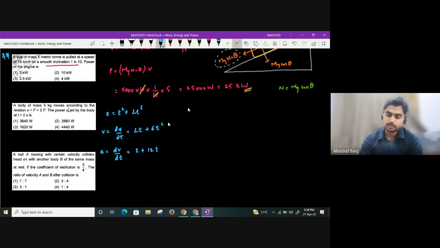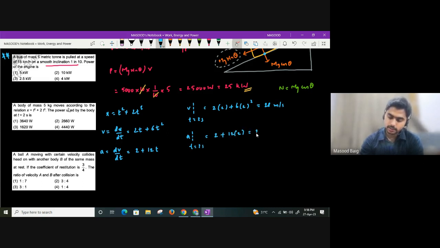Okay. So what is velocity at t equal to 2 seconds? 2 into 2 plus 6 into 2 square. 4 plus 2 square is 4, 4 sixes are 24. 24 plus 4 will be 28 meter per second, guys. And what would be acceleration at t equal to 2 seconds? You'll get it as 2 plus 12 into 2, which is 26 meter per second square.